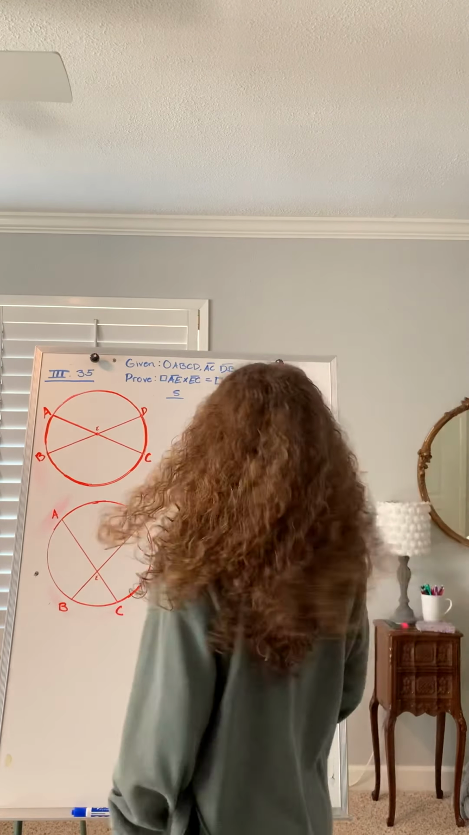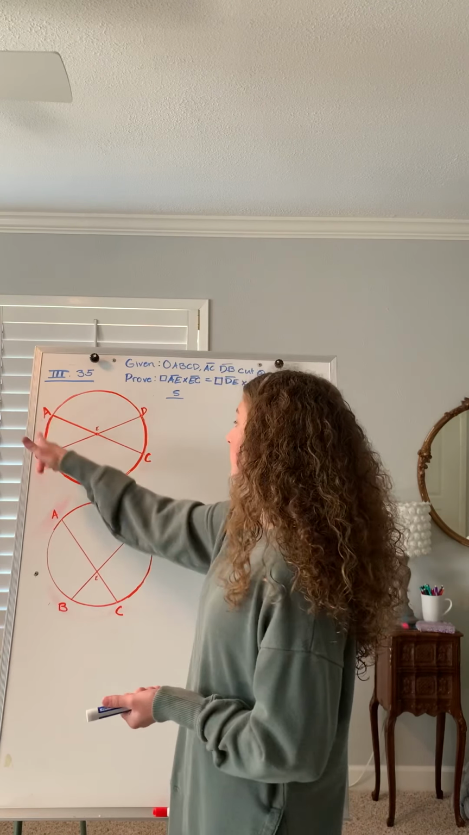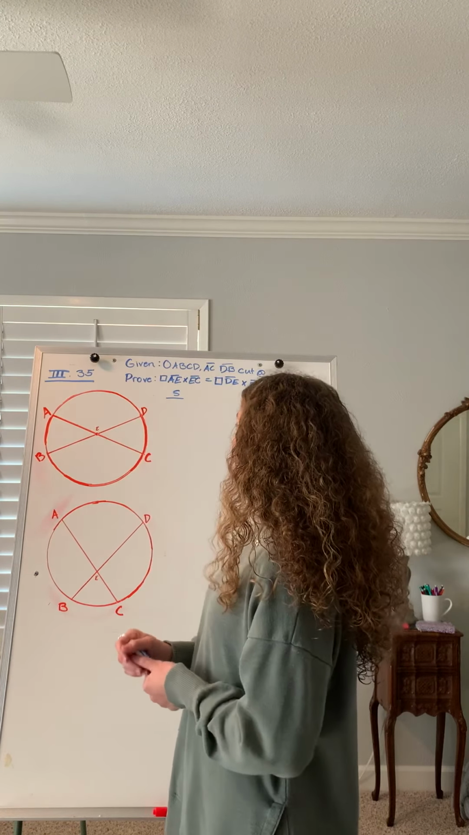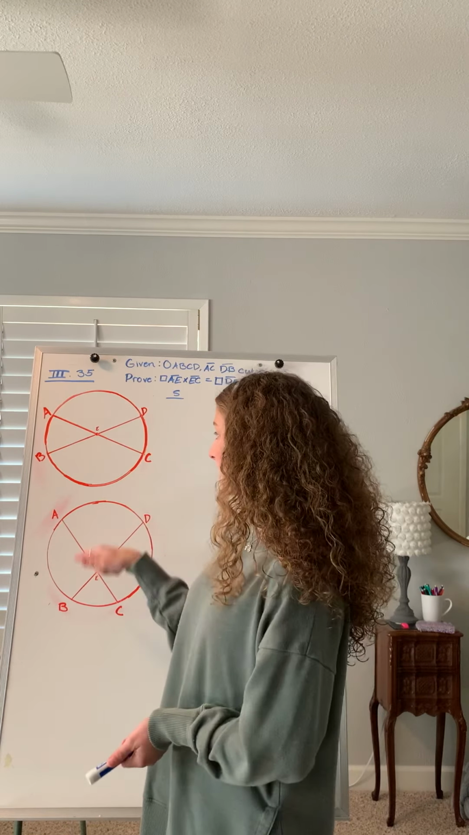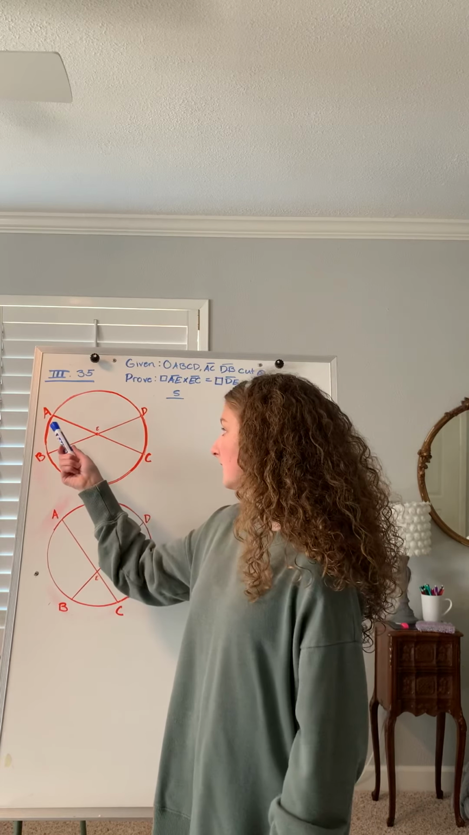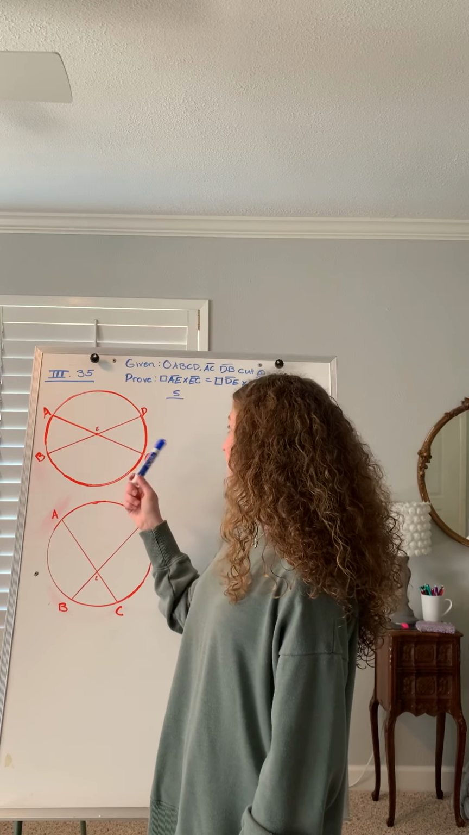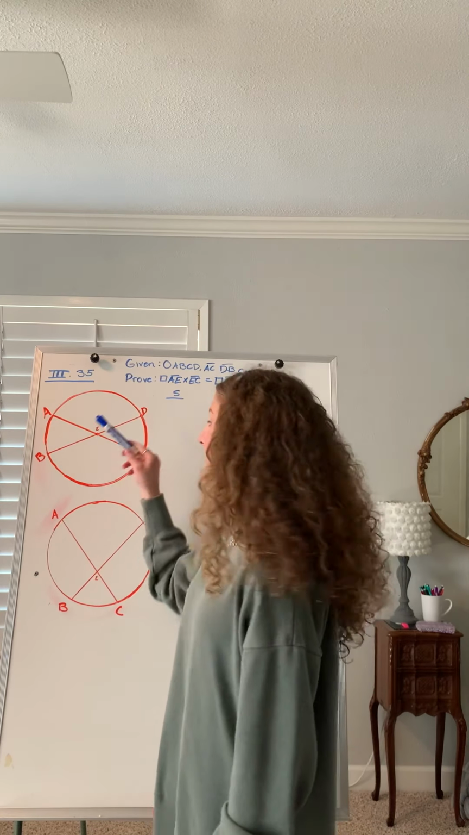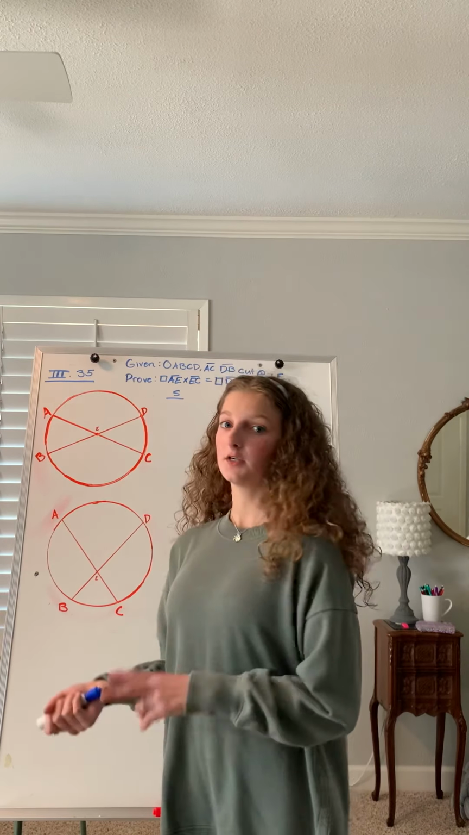So, I've already done our givens. They're in red, but we're given circle A, B, C, D. And we're given that lines AC and BD cut each other at point E. And we're trying to prove that the rectangle contained by AE and EC equals the rectangle contained by sides DE and EB. And there's two circles on here because we're going to prove it two different ways.